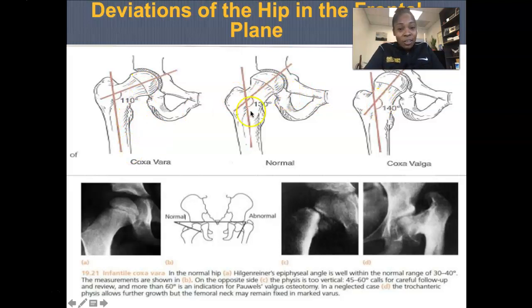Or we could have an increase in that angle, right, where the head shifts superiorly. And I want to be very clear here. It's not just the head moving, right? The neck is attached to the head, which means the neck is also getting stretched or elongated, right? And so that's what creates this angle here.